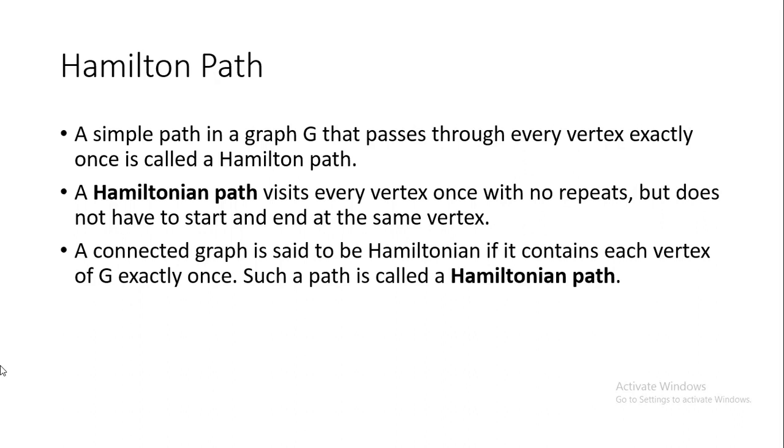A Hamiltonian path visits every vertex once with no repeats, but does not have to start and end at the same vertex because it is a path. A connected graph is said to be Hamiltonian if it contains each vertex exactly once. Such a path is called a Hamiltonian path. Understood here? In the case of Hamiltonian, you have to visit every vertex exactly once. But in the case of Euler, you have to visit every edge exactly once. That is the main and big difference between Hamilton and Euler.